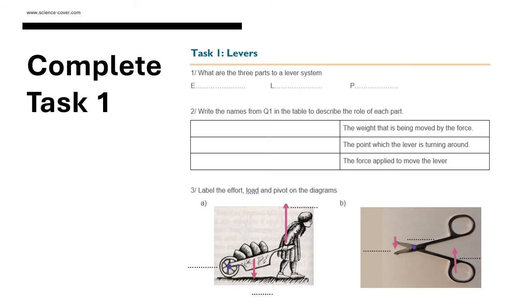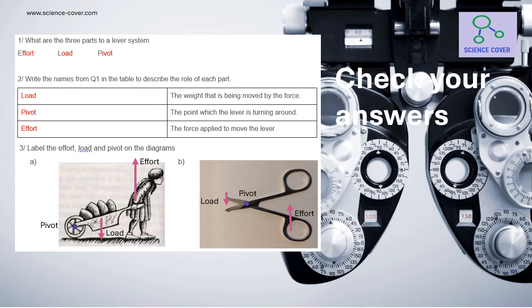Pause the video and attempt task 1. Let's check the answers to task 1. What are the three parts of the lever system? We have the effort, the load, and the pivot.